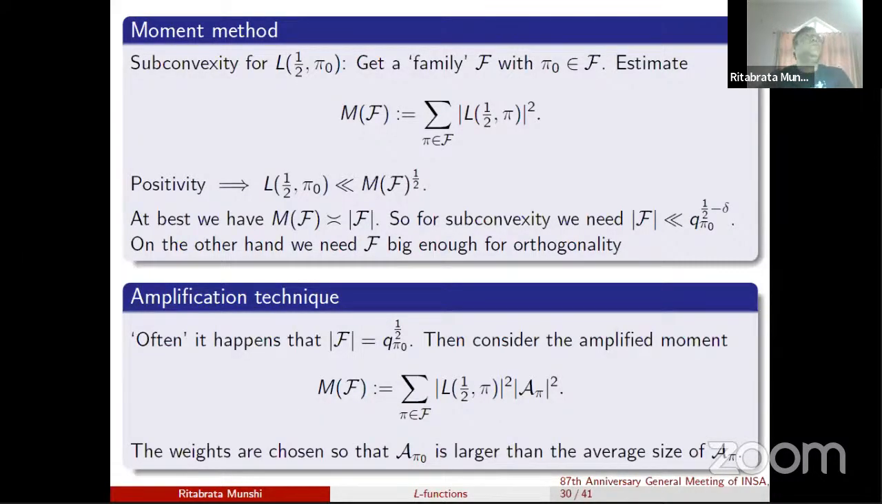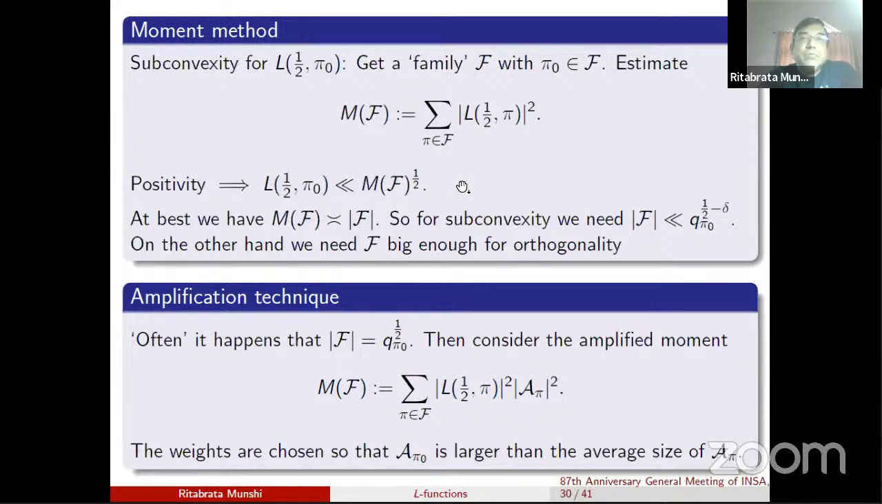The method they use there is the classical method, the moment method. What you do is you want to study the size of one particular L-function. Then you get hold of a family which contains this form in it, and then you estimate the L2 norm in that family. Once you have a bound for this L2 norm, by positivity you can just drop all the other terms and you get the bound for an individual term.